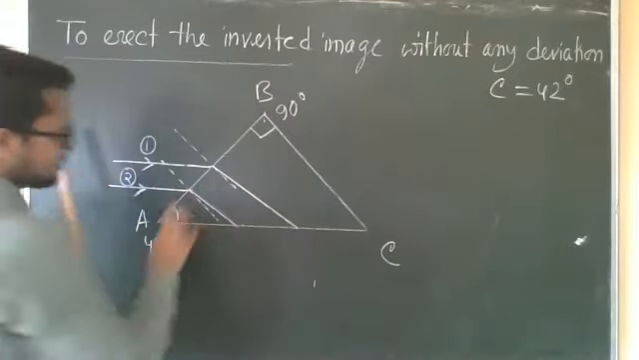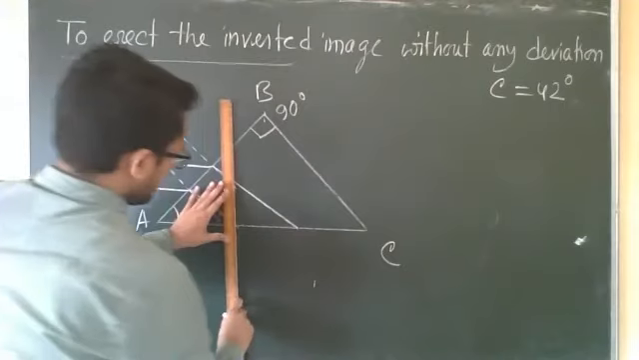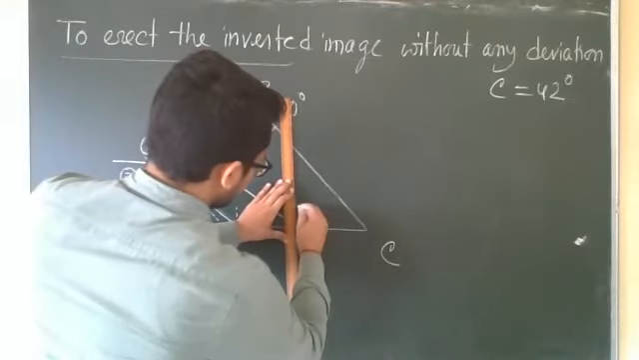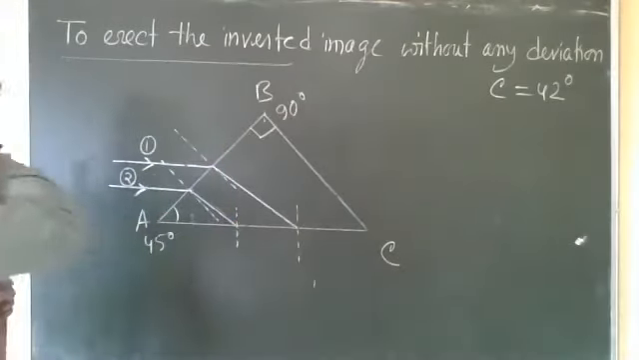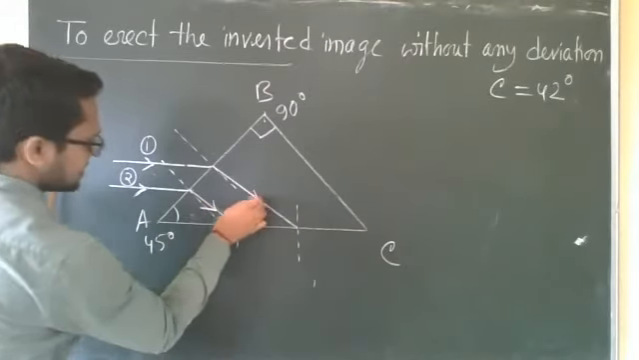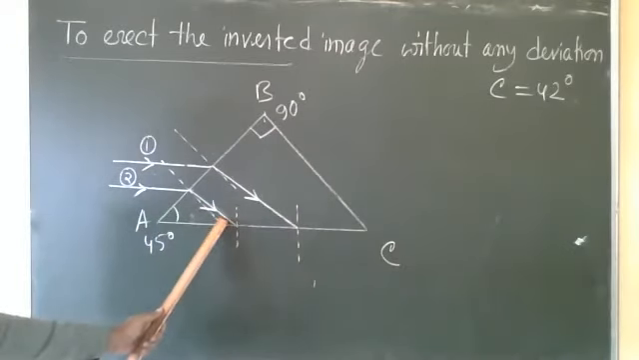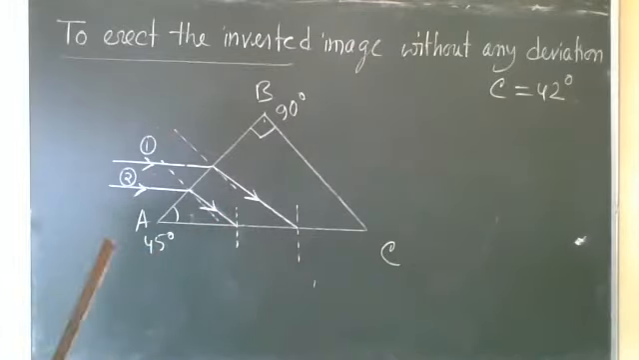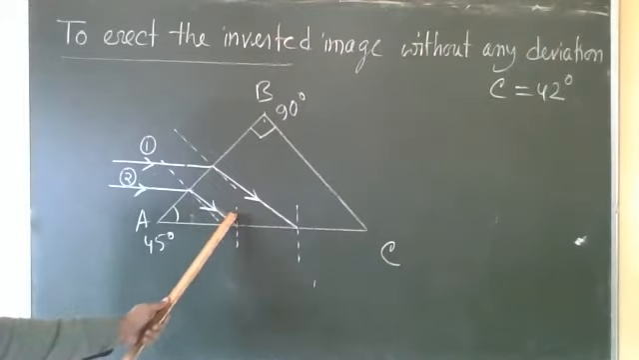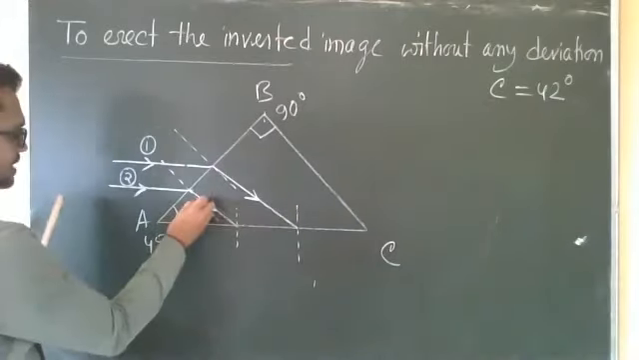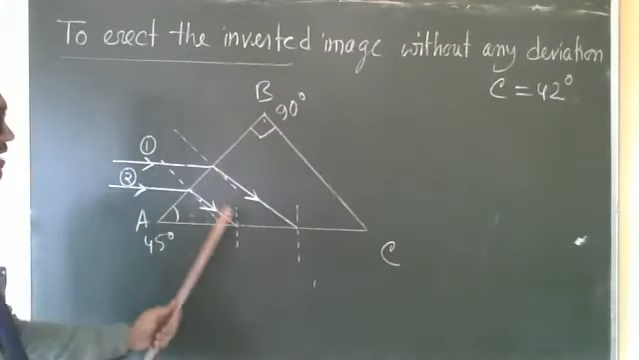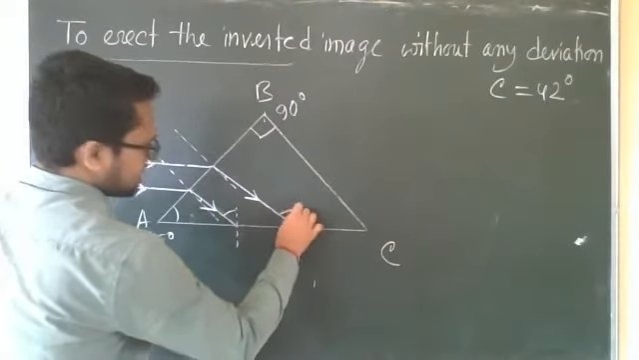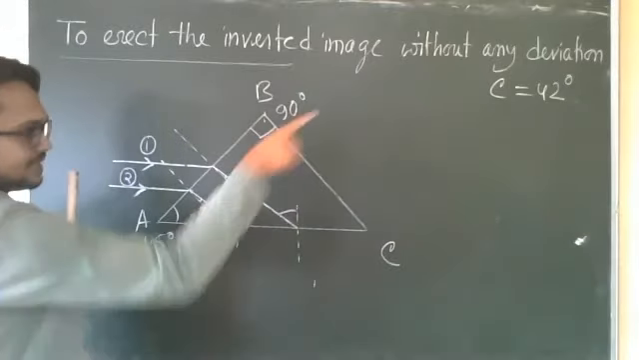If you look at this point and this point and find the angle of incidence, this is the refracted ray, this is the refracted ray. The angle of incidence here will be greater than 42. We cannot measure it exactly because we don't know the angle of refraction. So this angle of incidence will be greater than the critical angle.